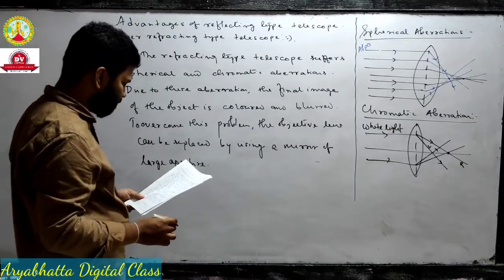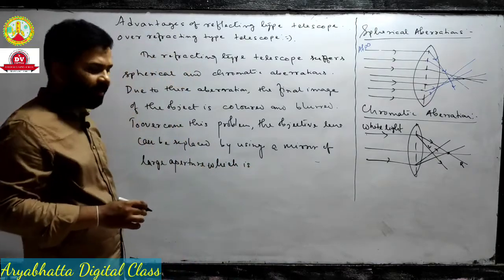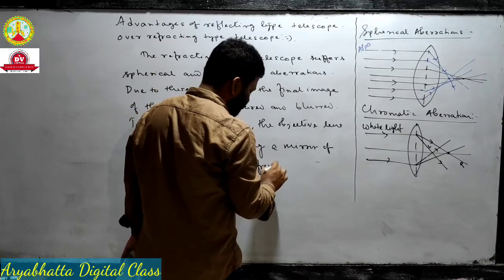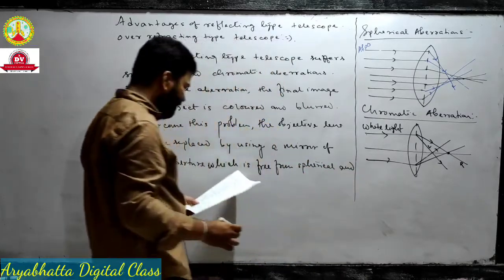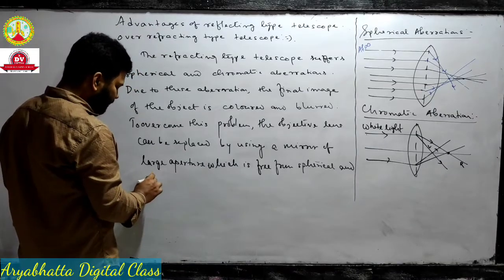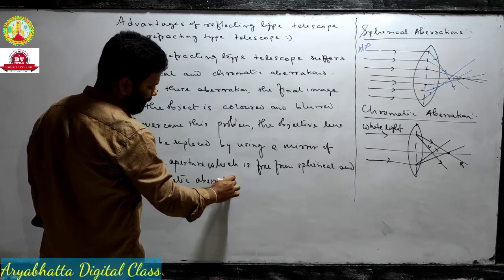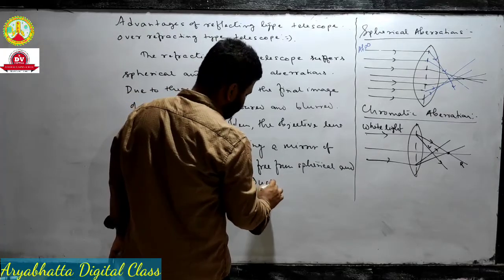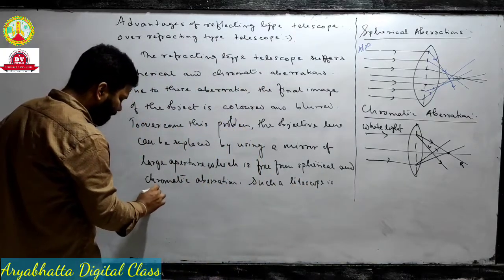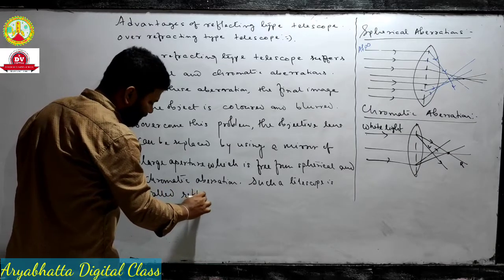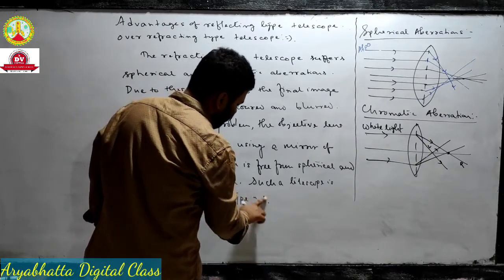Large aperture, which is free from spherical and chromatic aberration. Such a telescope is called a reflecting type telescope, okay. And refracting type telescope are of how many types?